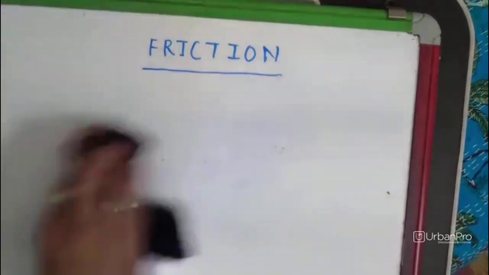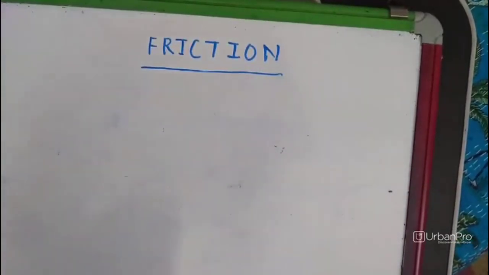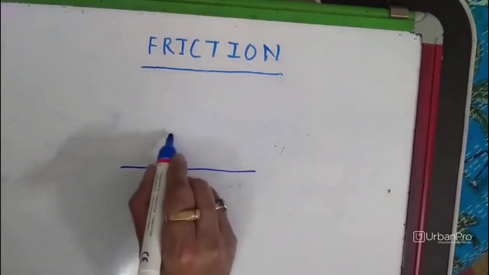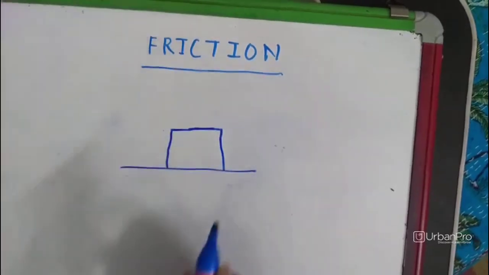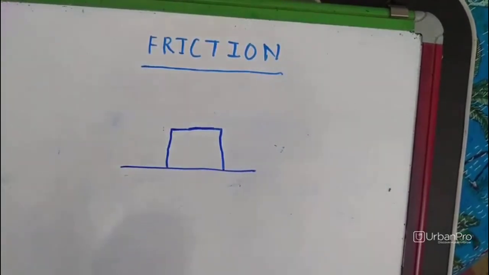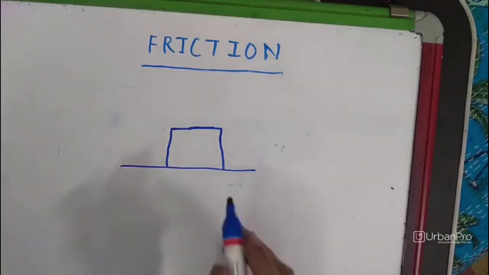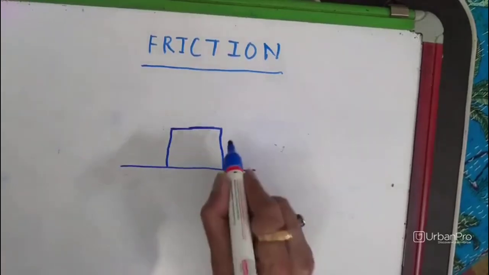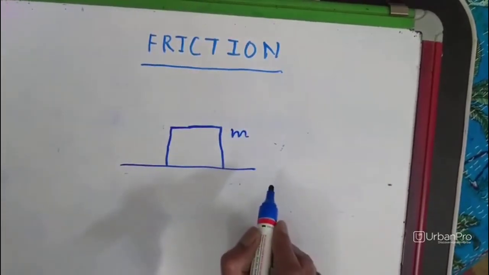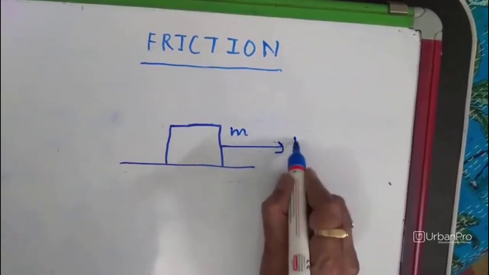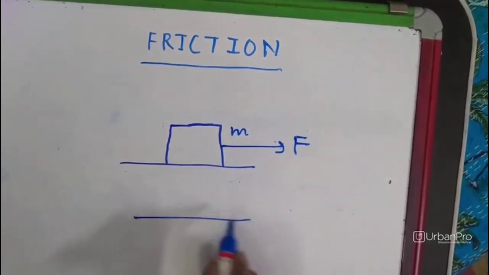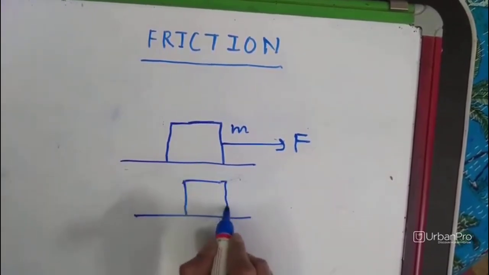Now supposing, and today we are going to talk of friction on bodies placed on horizontal surfaces, not on inclined planes, etc. Now suppose this is a body of mass m and you are being asked to pull it with a force. Let me draw two cases.